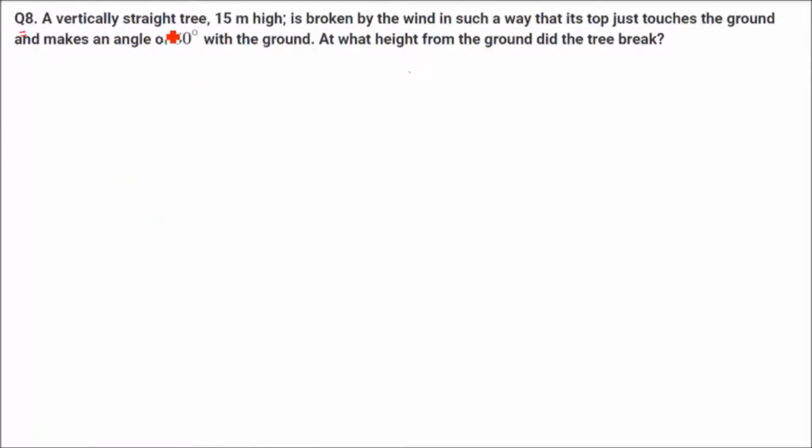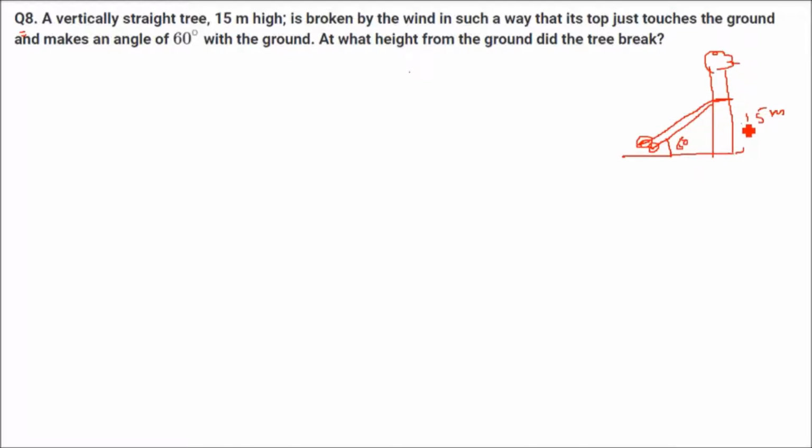Next is a vertically straight tree. So we have a tree 15 meter high. So from here to here it is 15 meter. It is broken by a wind in such a way that its top touches the ground. So it breaks, say, from here, and now it is lying like this. This is making 60 degree.